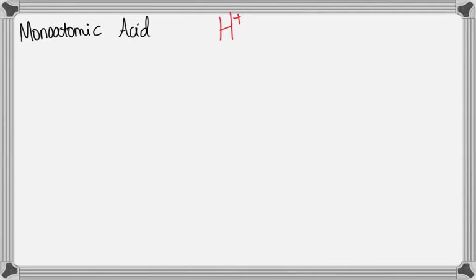So monoatomic acids, what does monoatomic mean? Single atom. So a monoatomic acid is an H with one other atom, okay? And we're going to swap and drop on these. So a monoatomic acid's formula might look like HX. If H was +1 and X was -1, it would be HX. If H was +1 and X was -2, it would be H2X. If H was +1 and X was -3, it would be H3X, okay?